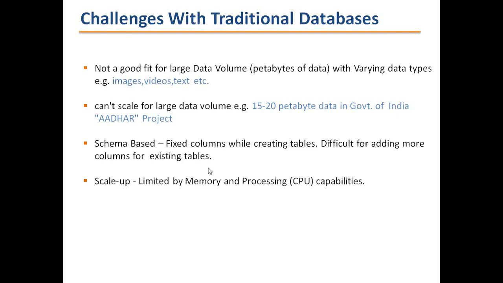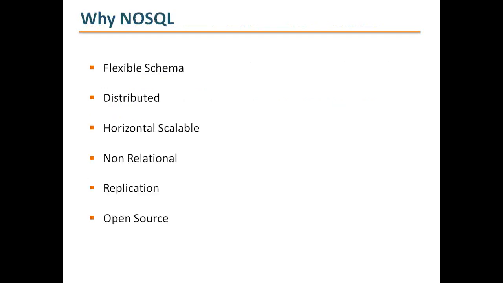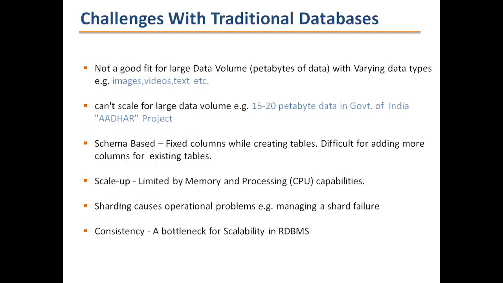Also, scale up is limited by the memory and CPU capabilities of the databases. And sharding causes operational problems, for example managing a shard failure. Sharding means partitioning. If you want to partition the data, it will be very difficult in RDBMS. And consistency is also a bottleneck for scalability in RDBMS. So these are the different limitations in traditional databases.